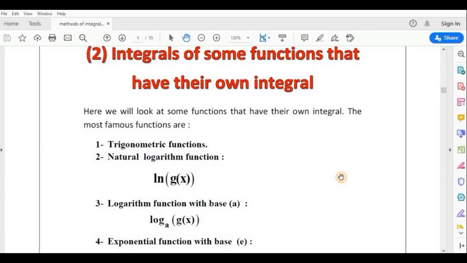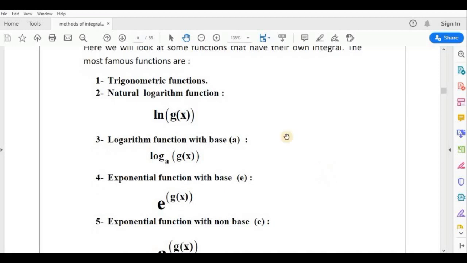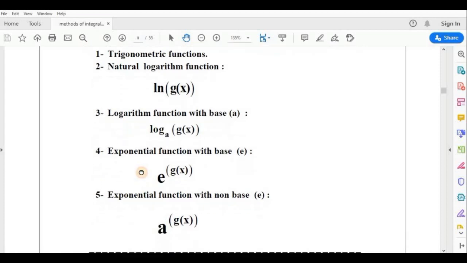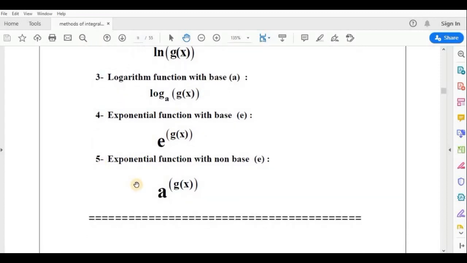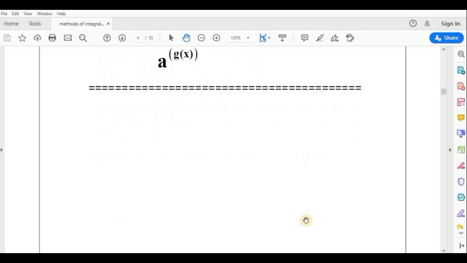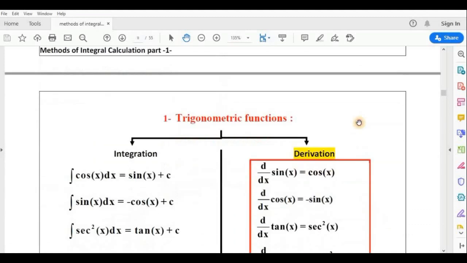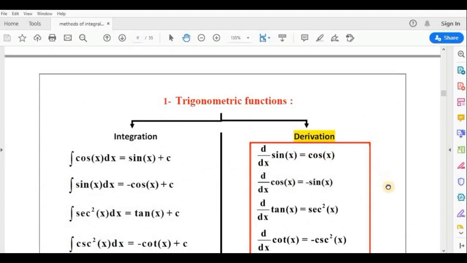So, here we will look at some functions that have their own integral, starting from the most famous function: trigonometric function, natural logarithm function, logarithm function with the base a, exponential function with the base e, and the last one, exponential function with the non-base e. Okay, so let's see the first one, trigonometric function.